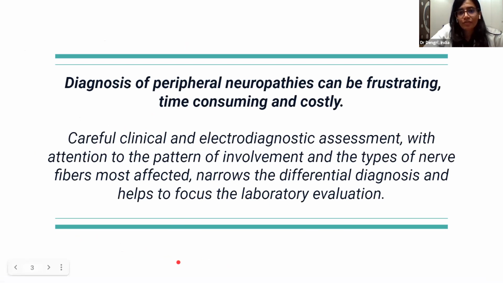So diagnosis of a peripheral nerve disorder can be frustrating, time consuming and costly. We always have a patient who comes with very non-specific vague symptoms. And when you open a book, you see a whole list of differential diagnosis for peripheral nerve disease. So it becomes very important as a clinician to ask specific questions to narrow down to your diagnosis so that you know what you're thinking, you know what tests to order, and there's a clear communication between you and your patient on what you're thinking and what you're ordering. So we'll focus on the clinical aspect and then the electrodiagnostic assessment and then what all the tests to order.